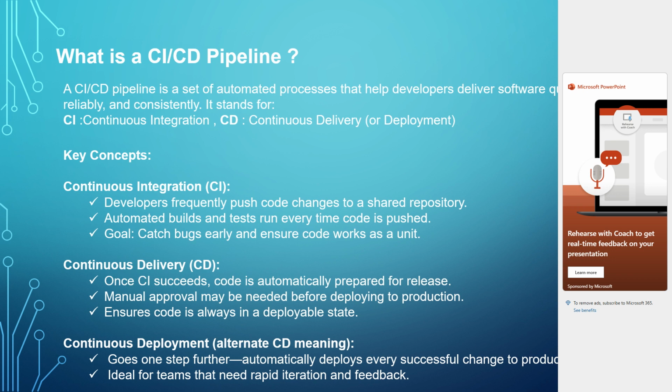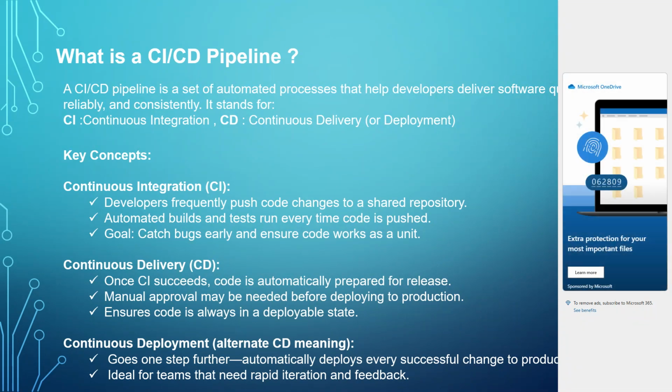Under key concepts, let's see what CI is. First of all, what is continuous integration, or CI? Developers frequently push code changes to a shared repository. In the repository, if you are aware, it could be GitHub or Bitbucket. There could be a lot of repositories, private or public. So whenever developers make changes to the code, they push it to the shared repository.